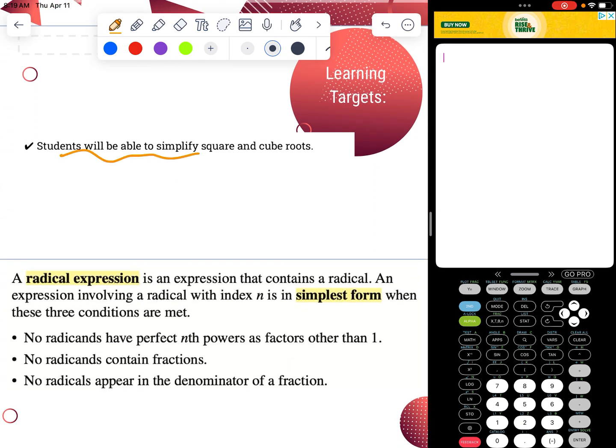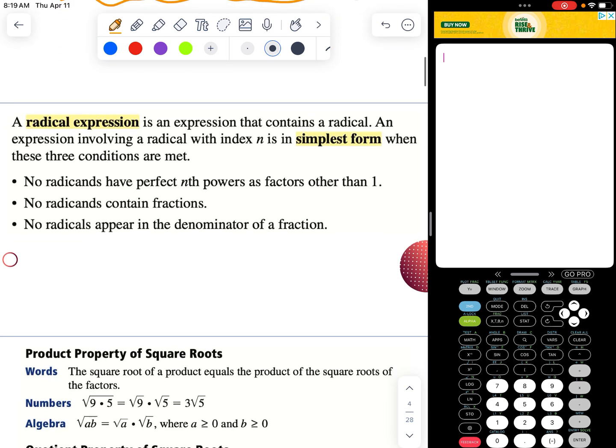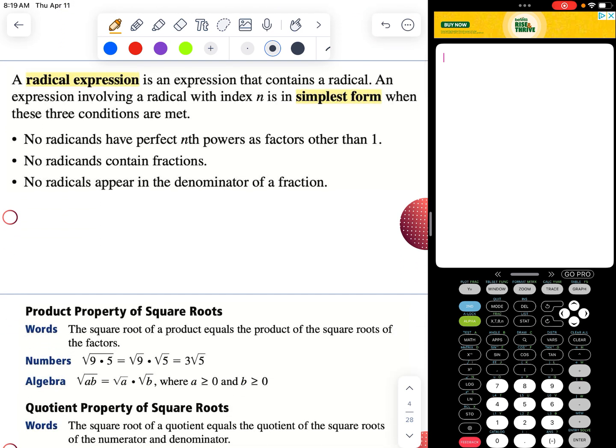Our goal for today is to be able to simplify square roots, and we're going to throw some cube roots in there. We've already done this, again, a little bit, but we're going to throw a few wrenches in to make it more interesting. First thing, it's important to know when something is in simplest form. Here are the three things that make something in simplest form.